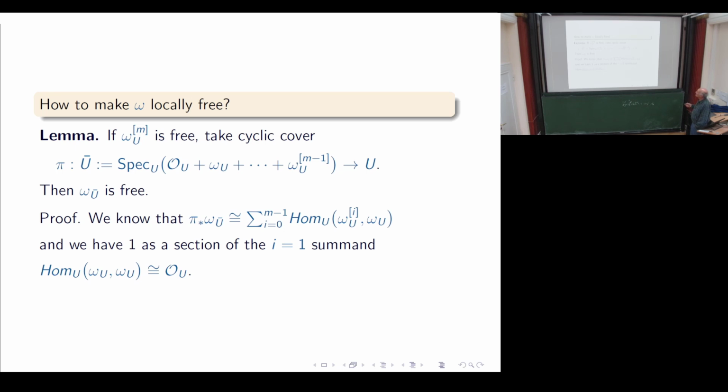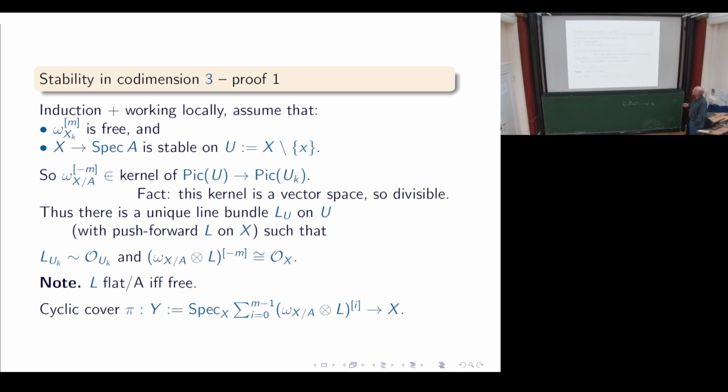So, let's start at a general level. Let U be an open set, usually X minus a point removed if I do induction, where I know that things are already done. Let U be some scheme where omega U is in fact free. Then I can take this cyclic cover, and then omega U bar is free. How do we know that? Well, for the push forward of omega U bar, we had this formula, it's the Hom of this, with the sum over i, and it has the identity section. So that gives me that thing. So at least this is the way I can get something. Okay, now here there's a little bit of work.